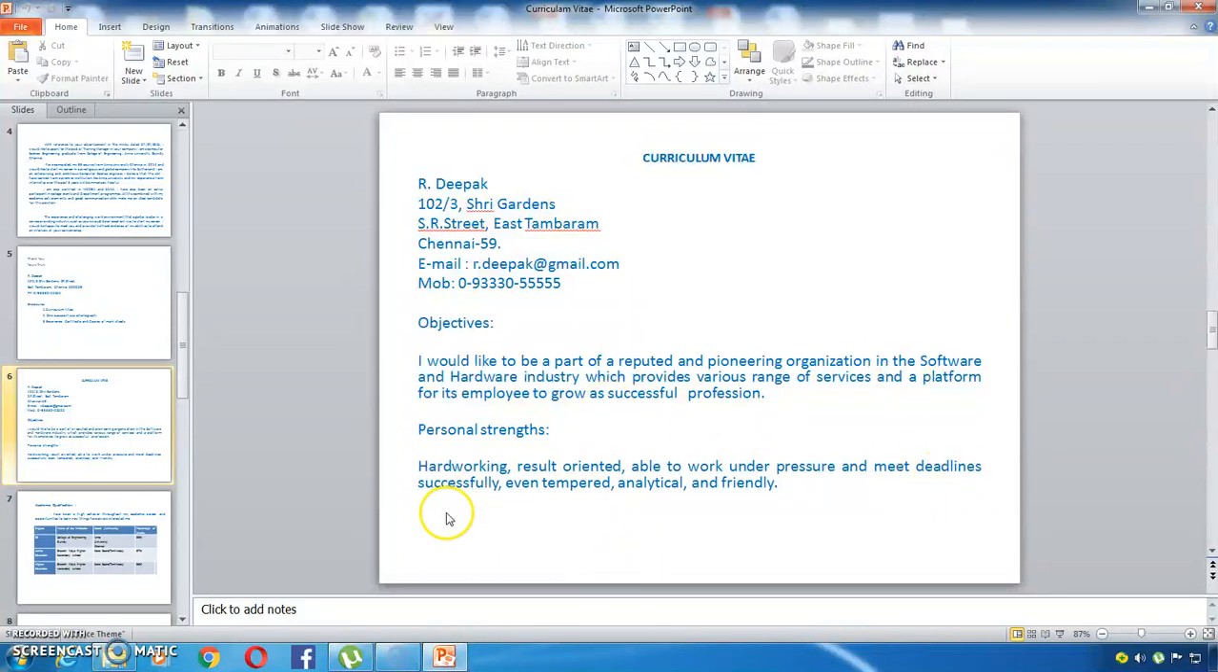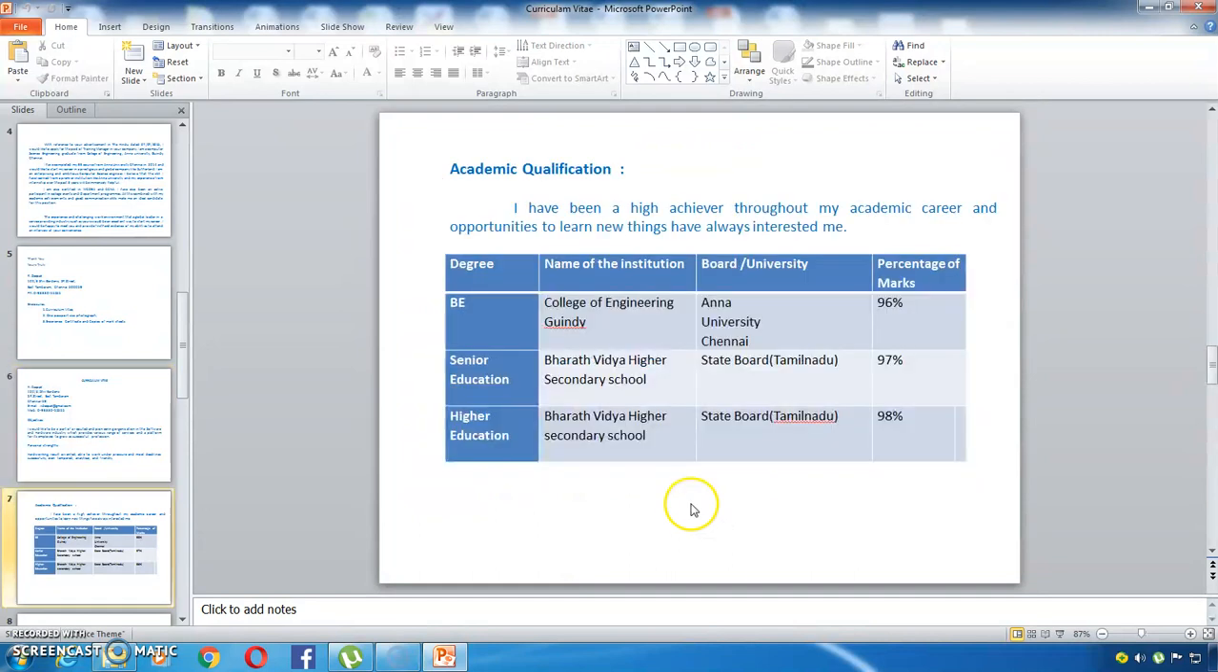And meet deadlines successfully. If it is a corporate company, they will provide you deadlines and you have to complete the work within that deadline. So if you have the confidence to complete those works within record time, you can add it in your personal strengths, like meets deadlines successfully, even tempered, analytical and friendly. So here you have to accommodate all your personal strengths.